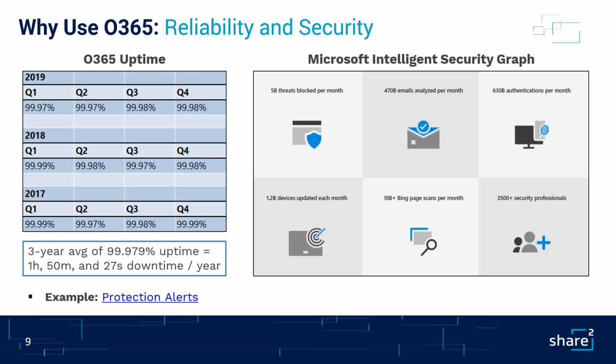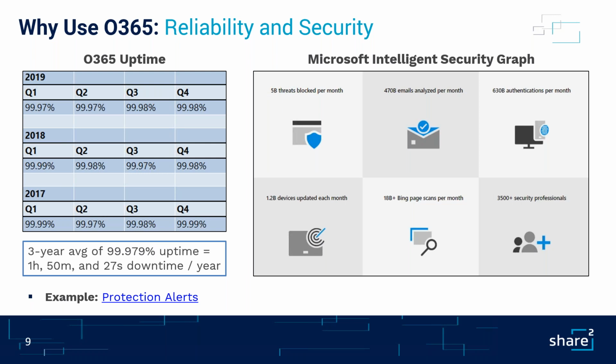Reliability and security. So Office 365 uptime, you see a little verbiage at the bottom there. The 3-year average has been 99.979%, which equates to a downtime of 1 hour, 50 minutes, and 27 seconds. That is unbelievable. Sometimes we talk to organizations who are concerned about reliability, and I don't think most of them could say that they have that uptime statistic. That is very, very hard to do and very expensive to have the kind of redundancy and things that ultimately result in that kind of uptime.